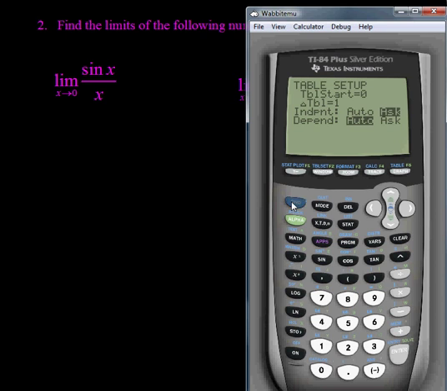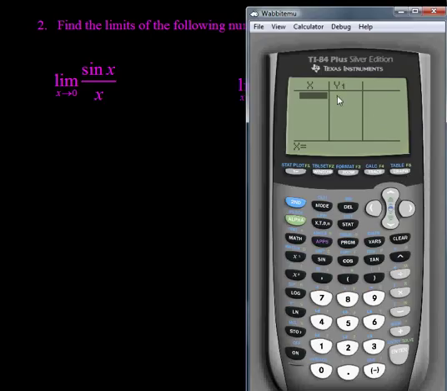So now we'll go second table. Since I had the equal sign off on the second graph, you can see we only have a y1, y2 is not showing up right now. So let's try putting in, we want to sneak up on this value of x as we come in from the left, as we come in from the right. So let's show like 3 values from the left. We'll say like negative 0.1.